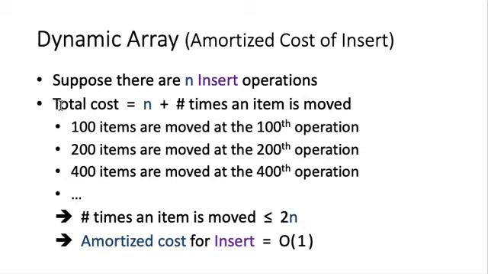So what does that mean? The total cost will be equal to n plus a number that is at most 2 times n. So the total cost is at most 3n. Or in other words, the amortized cost for insert is only order 1. So on average, for each insertion, only one item is moved.